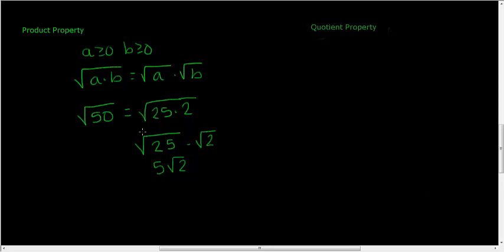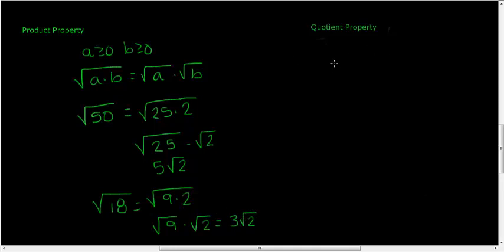We're going to simplify the square root of 18. Again, 18 is not a perfect square, but I know that 9 is, and 9 times 2 is 18, and 9 is a perfect square. So I can rewrite this as the square root of 9 times the square root of 2. The square root of 9 is 3, square root of 2. That is the simplified expression or the simplified radical.